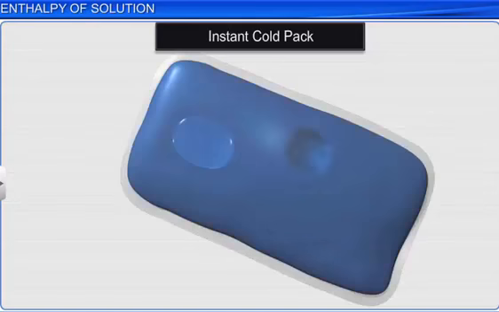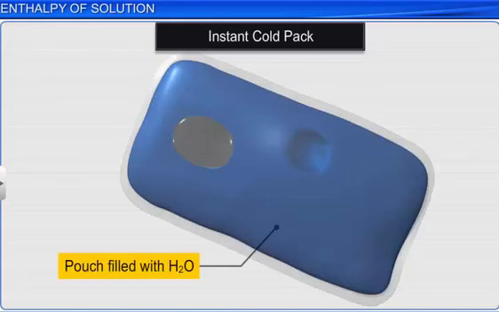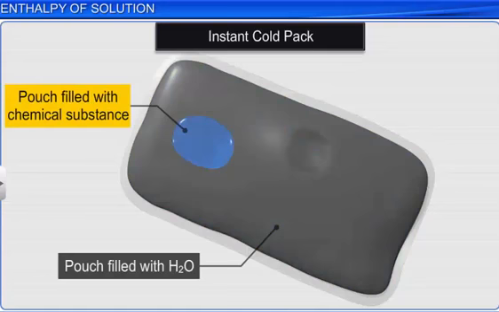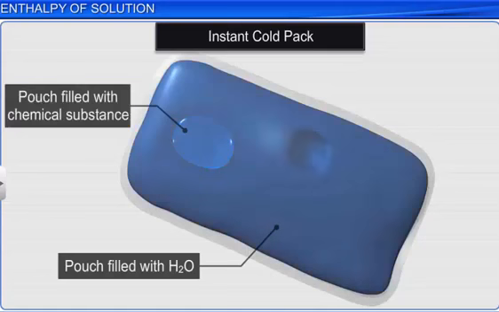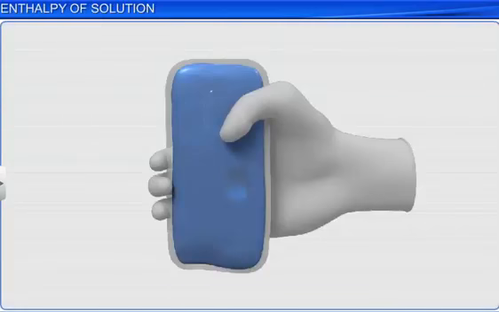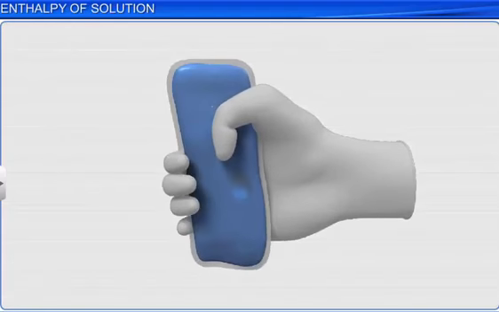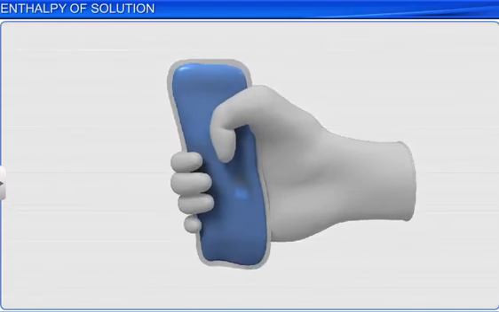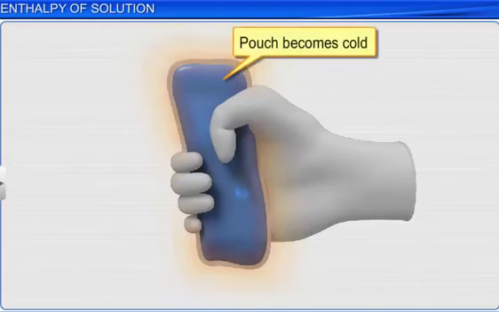A cold pack contains two pouches, one filled with water and the other filled with a chemical substance. When the pack is squeezed, the pouches break and the chemical substance dissolves in water. The chemical reaction in the pouch absorbs heat energy from the surroundings. The temperature of the surroundings decreases, causing the pouch to become cold.